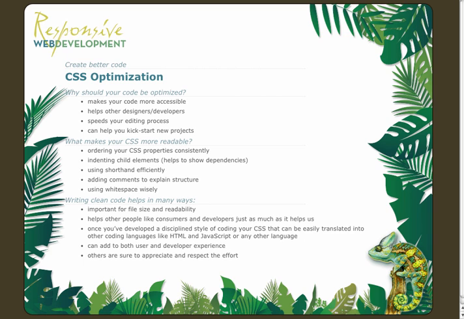So the first question that we need to ask is, why should you code in an optimized fashion? Well, by creating optimized code, it makes your code more accessible, both to you and to other developers that might be working with you in the future. It also is going to help other designers and developers. When your code is well organized and well structured, it makes it really easy for multiple people to get in there and touch the code.